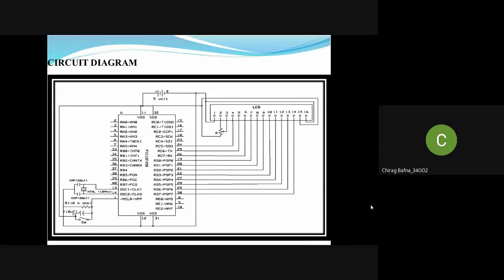Here is the interfacing diagram of the LCD. As we know, VSS is ground, VCC is the 5-volt power supply, VEE is the power supply to control the contrast. Here two oscillators are there, which are connected to the switch and resistance and some pins of the LCD. DB0 to DB7 is the 8-bit data bus.